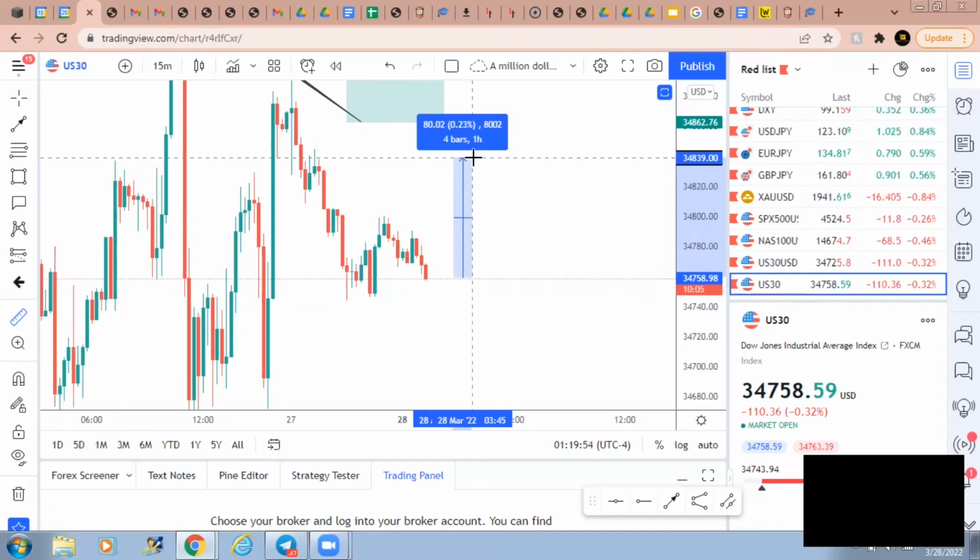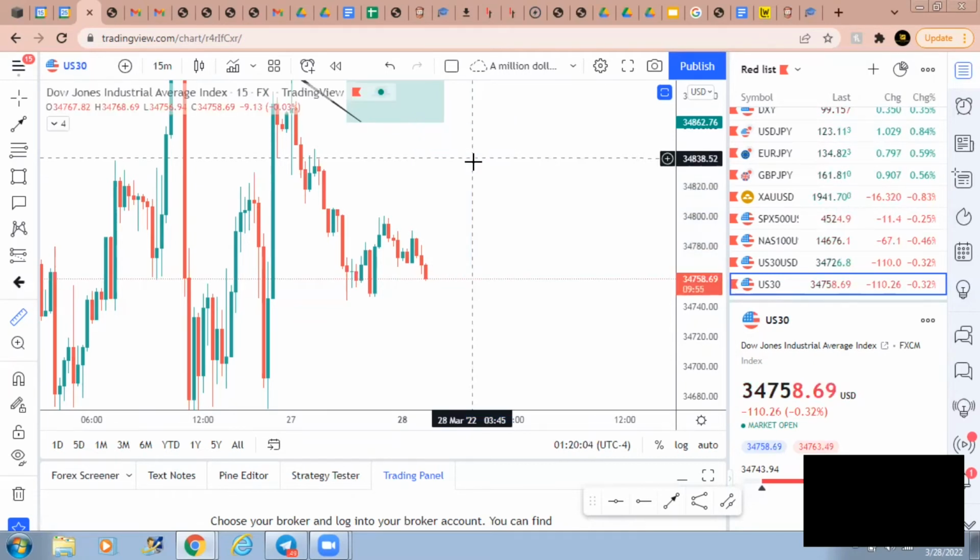But from 347,858.98 all the way up to 34839.00. It is very simple how to use a measuring tool to really find out how many pips a move is.